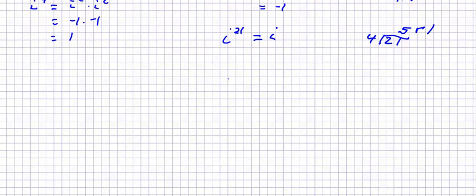Likewise, some you can do in your head, some you can't. We have i to the 237th. So now I take 237 and divide it by 4. I get 5 times 4 is 20, 37, 9 times 4 is 36. Remainder 1, equals i.